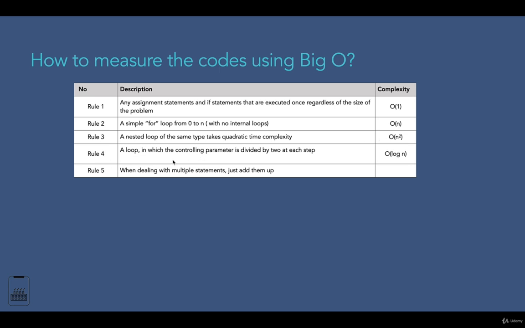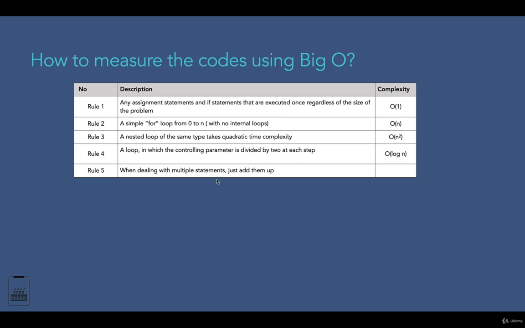Now the fourth rule is a loop in which we are controlling parameters is divided by 2 at each step, then it will take O(log n) time complexity. This means that in this case, we are not looping through all elements of the given object. So we are looping through only some elements of the object. So that's why it will take O(log n) time complexity.